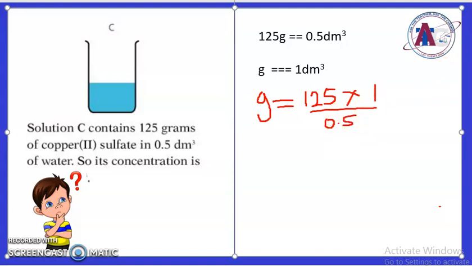If you press your calculator, you find out that we are going to have 250 grams, and this 250 grams is in 1 dm cube, right? So we have 250 grams per dm cube. Good. 250 grams per dm cube. So the mass in 1 dm cube is called concentration. I hope you understand.